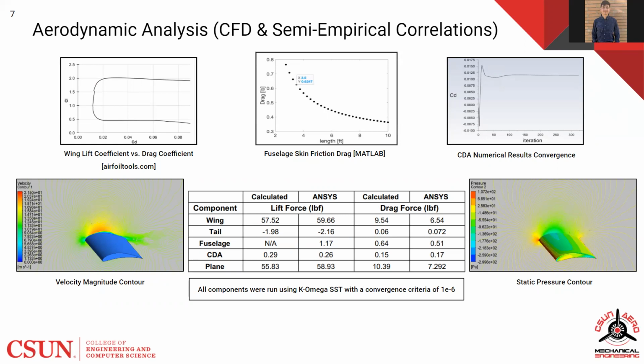Some example plots can be seen in the figure above, including wing lift and drag coefficient ratios, the fuselage skin friction drag, and the CDA converging approximately to the same value as the hand calculations. The static pressure and velocity magnitude is also shown with the contours of the wing from ANSYS Fluent.